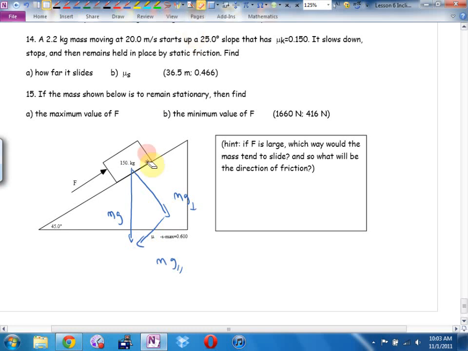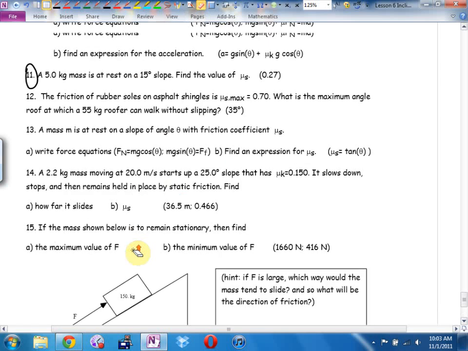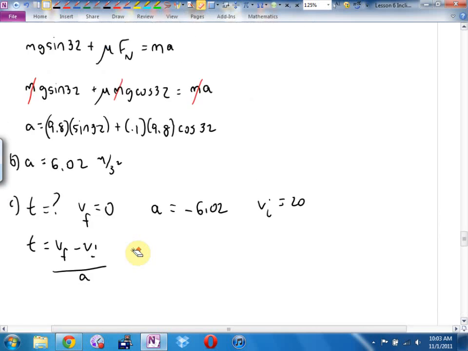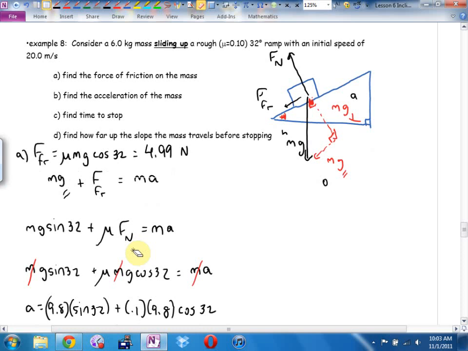Having said that, then, can we all go back and look at example 8 right here? Because I didn't get a chance to finish it. And since I like this question, I really should finish it.